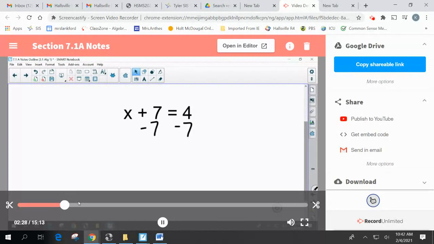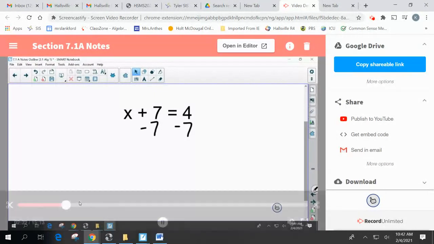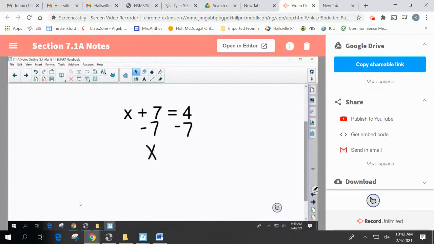And on the left, that would leave you with plus 7 minus 7, which equals 0. So you would drop down the x and the equals. And on the right, you would be left with negative 3.